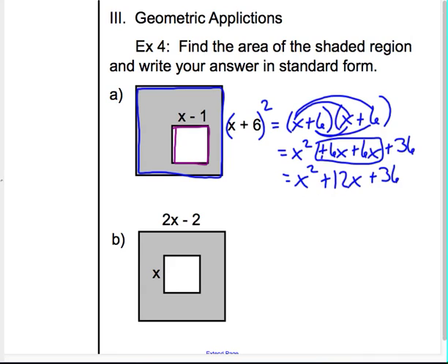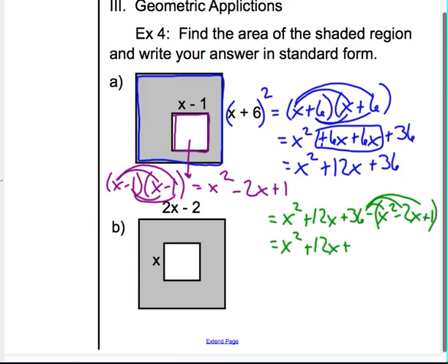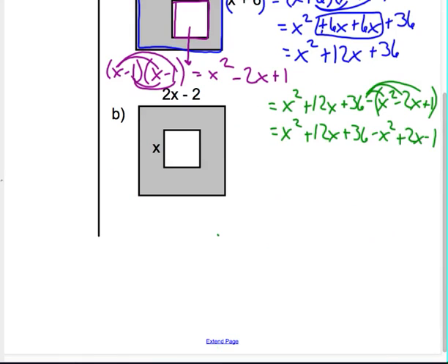But then I need to subtract off the area of my purple square. So I've got x minus 1 squared, meaning times it by itself. So I get x squared, and then I'll have two of these, negative x, so negative 2x, and negative 1 times negative 1 is positive 1. So again, I have to take the area of the blue square and subtract the area of the purple square. So I'm going to take this as my blue square. And what I have to do is distribute that subtraction sign through my second polynomial, in this case a trinomial. So it becomes x squared plus 12x plus 36 minus x squared plus 2x minus 1. Make sure you distribute that subtraction sign through the entire second polynomial.